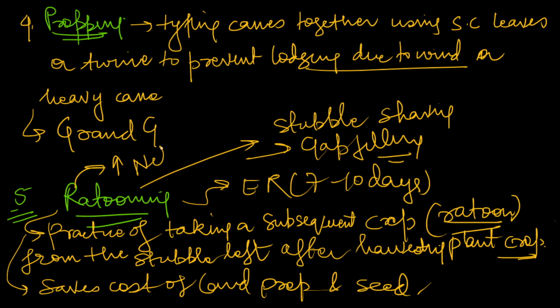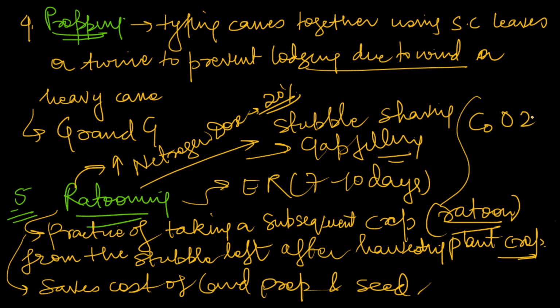It also enhances our nitrogen dose by 20%, because there will be efficient use of nitrogen. And there are various varieties which are very much ratoon compatible, such as CO 0238 and CO 86032. These are the varieties which are very much ratoon compatible, and they can be used if you want to do ratooning.